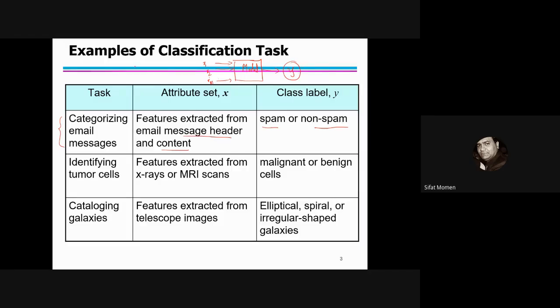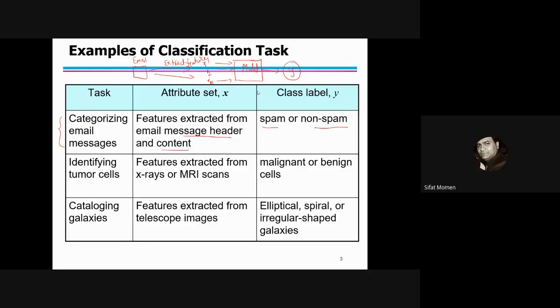So for any email that you have, what you do is you extract the features. And once you extract the features and supply them to the model, it should be able to predict whether this email message is a spam email message or a regular email message. Am I clear, Nakina? Is that okay? Yeah? Okay, sir. Yes, sir.